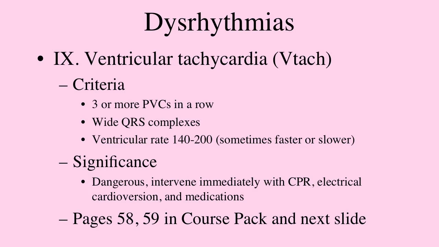The QRS complexes are fairly easy to see in that they are wide, like PVCs, and the ventricular rate is generally between 140 and 200. It can be faster or slower, but that's the usual range for it. If it's faster, that's generally more significant. This is a very significant dysrhythmia.